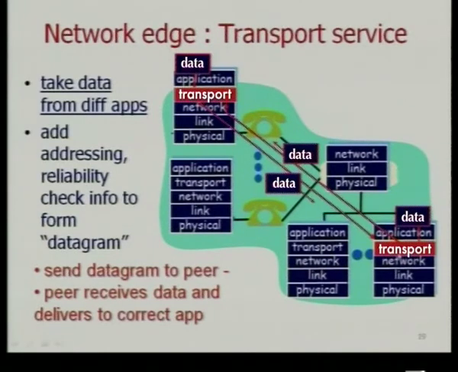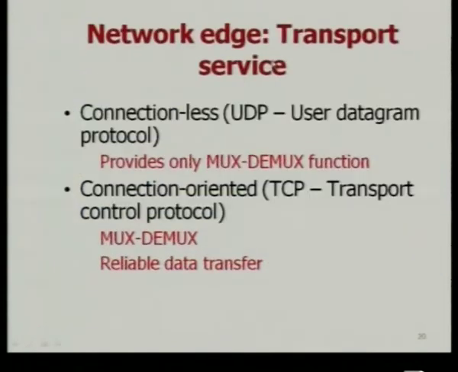Now this receives the data and delivers it to the correct application. So the logical flow that we talked about, that and this are pretty much the same. That is, you have the transport layer which is giving you the logical connection between the two end applications. The two protocols that we talked about, I said there are two protocols that we use for the transport service in the TCP/IP network protocol stack. One is a UDP protocol and the other is a TCP protocol.